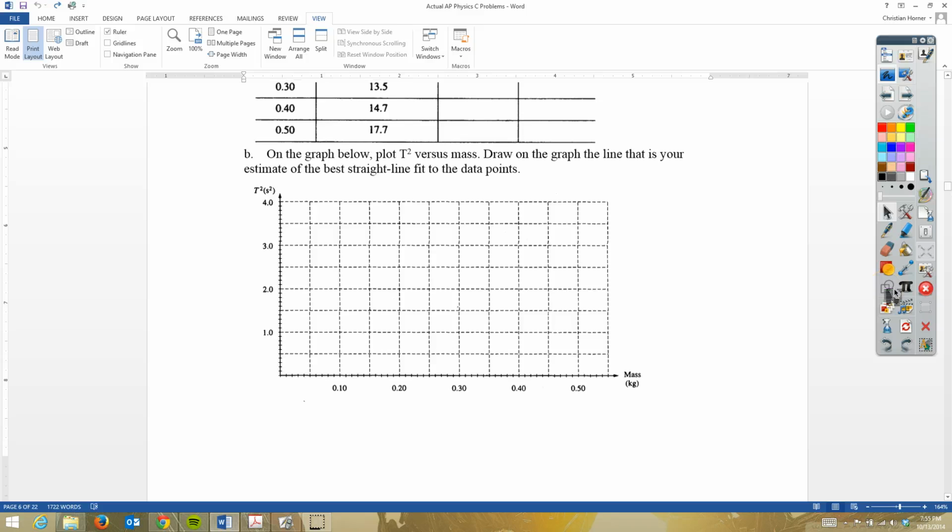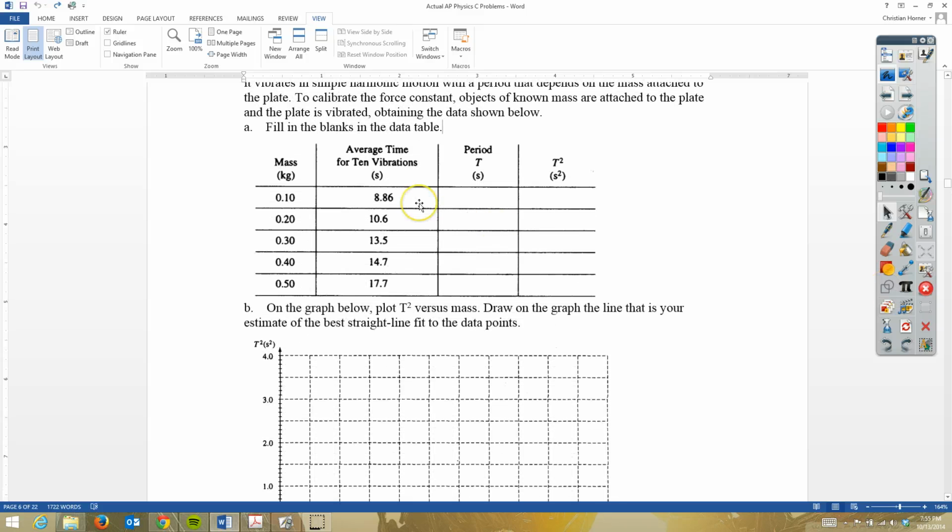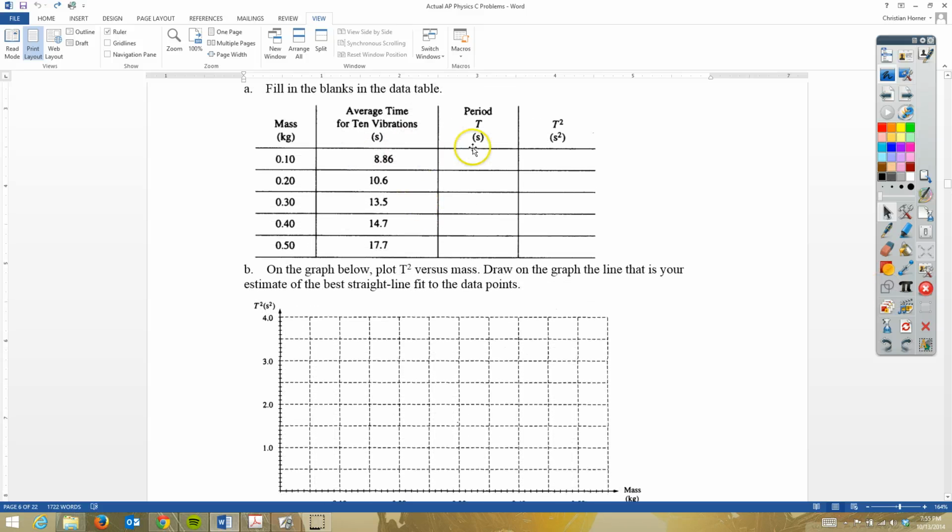It talks a little bit about the experiment, and then it says they want us to fill in the blanks in the data table. They give us a couple things that we need to fill in. The first one is the period. To find the period, notice this is the average time for not one vibration, but for 10. So all we're going to do with each one of these is just divide by 10.